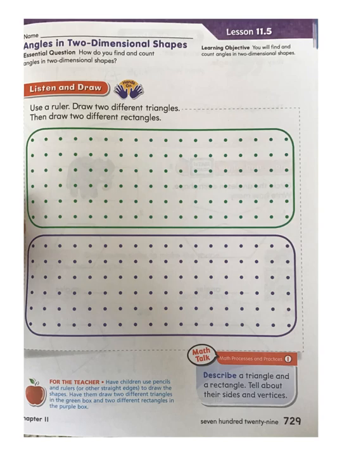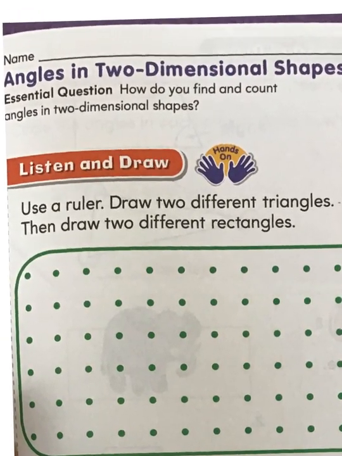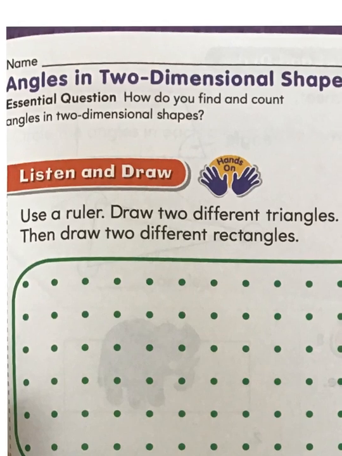Today's math lesson is Chapter 11, Lesson number 5, and it's on page 729. So open your Go Math books to page 729. Our lesson's title is Angles in Two-Dimensional Shapes. And if we take a look at our essential question, it's how do you find and count angles in two-dimensional shapes? So before we start the lesson, grab yourself a ruler.